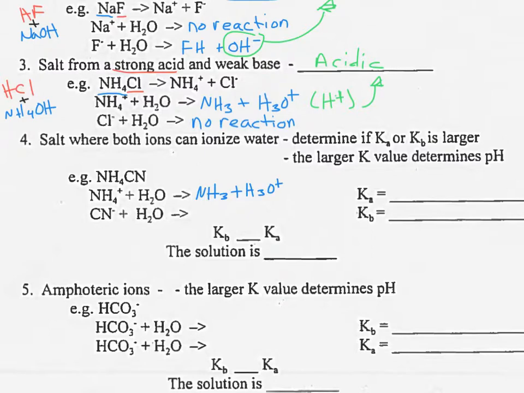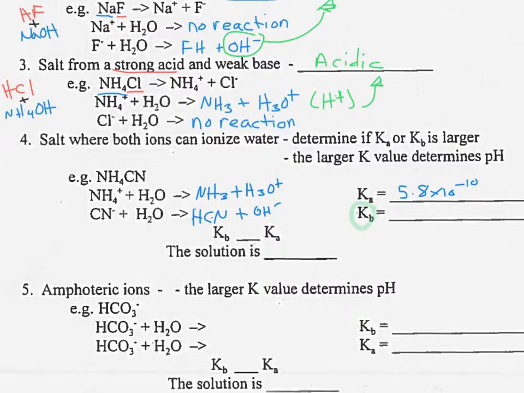And if we looked at the Ka value for this, we would see that it is 5.8 times 10 to the negative 10. The CN⁻ ion plus water is going to act like a base. It's going to steal a proton, and we're going to get HCN plus the hydroxide. Okay. So now we have to figure out what the Kb for the CN⁻ ion is.